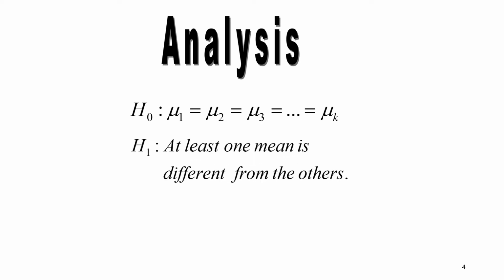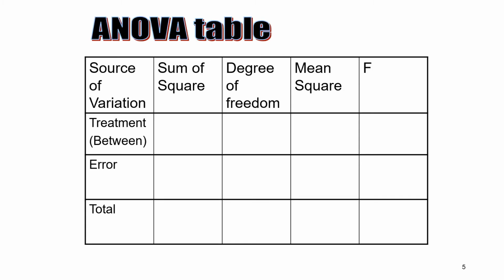The null hypothesis is: all of the population means are equal. And the alternative hypothesis is: at least one mean is different from the others, or a pair of mu i is not equal to mu j for some i, j. The F-test statistic is easier to calculate by using the ANOVA table.